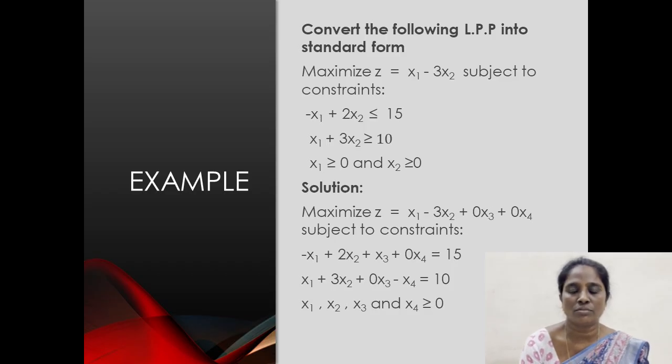Therefore, the constraints will become minus x1 plus 2x2 plus x3 plus 0x4 equal to 15, x1 plus 3x2 plus 0x3 minus x4 equal to 10. The cost of the slack variable and the surplus variable is 0. Therefore, the objective function is maximize z is equal to x1 minus 3x2 plus 0x3 plus 0x4.